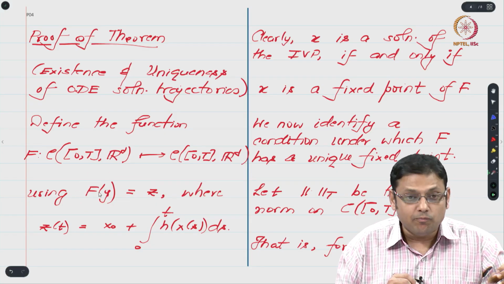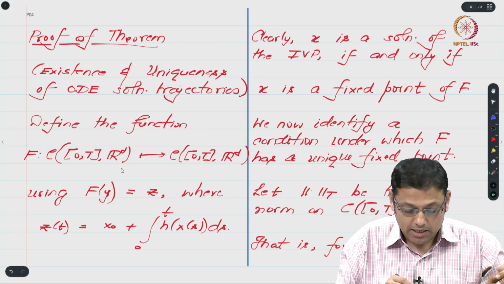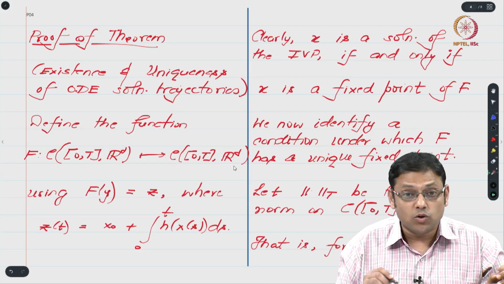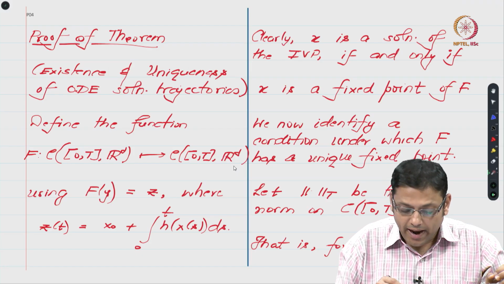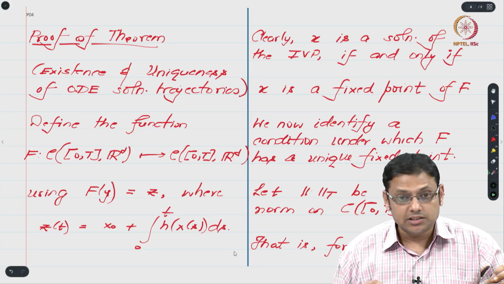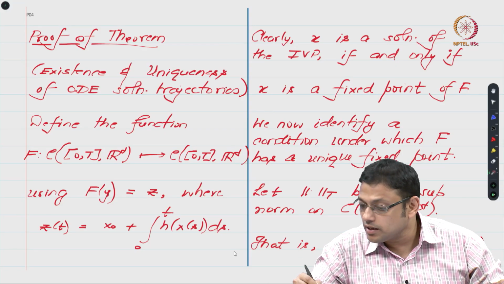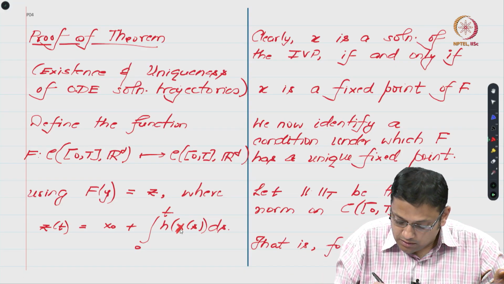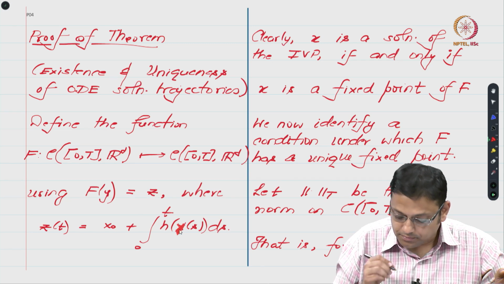So you give me some y from this space, f of y will give you another trajectory which lies over here, where at the tth instance z of t satisfies this relation over here. Okay, so there is a typo, let me correct this. This actually should be y of s here, okay, not x of s.